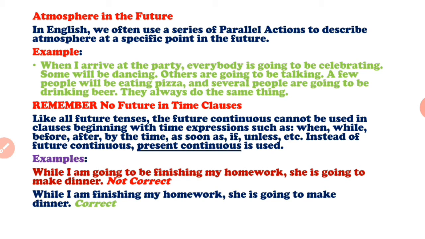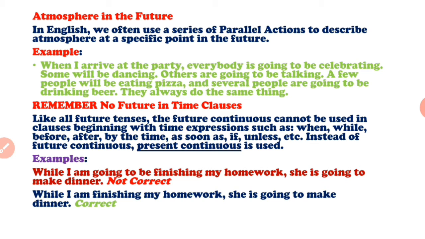In this way, we can use here when. It means time, related to time, time adverb. I arrive at the party. That's why we have used here present indefinite tense. Everybody is going to be celebrating. What is the meaning of this? This is the evidence of, you can say, is going to be celebrating. It means a future continuous. Some will be dancing. This is also future continuous. Others are going to be talking.